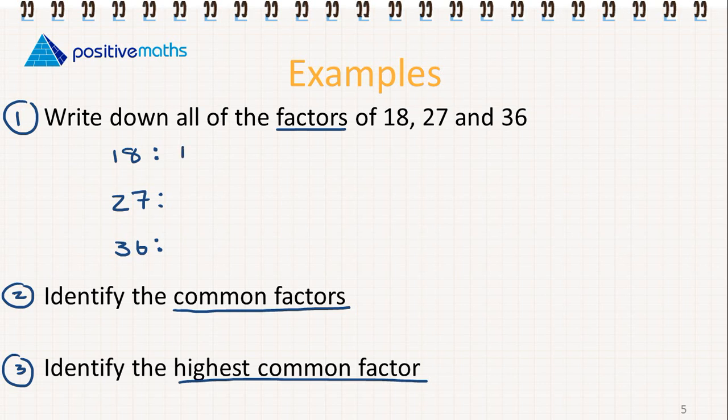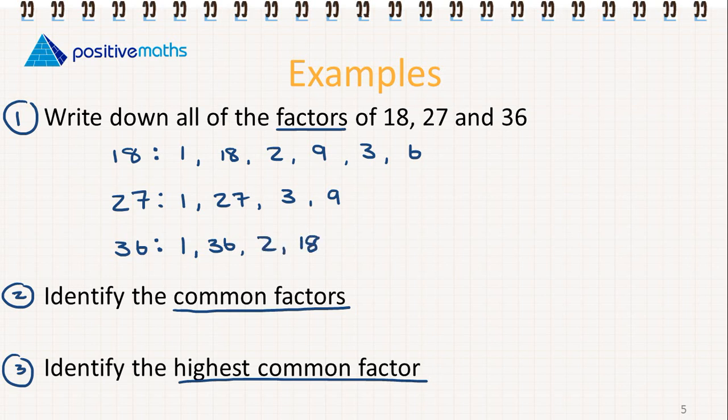Okay, so we're going to start off with 1 and 18, 2 and 9, we have 3 and 6. For 27, we have 1 and 27, and we have 3 and 9. And then for 36, we have 1 and 36. We have 2 and 18. We have 3 and 12. 4 and 9. And we have 6 and 6.